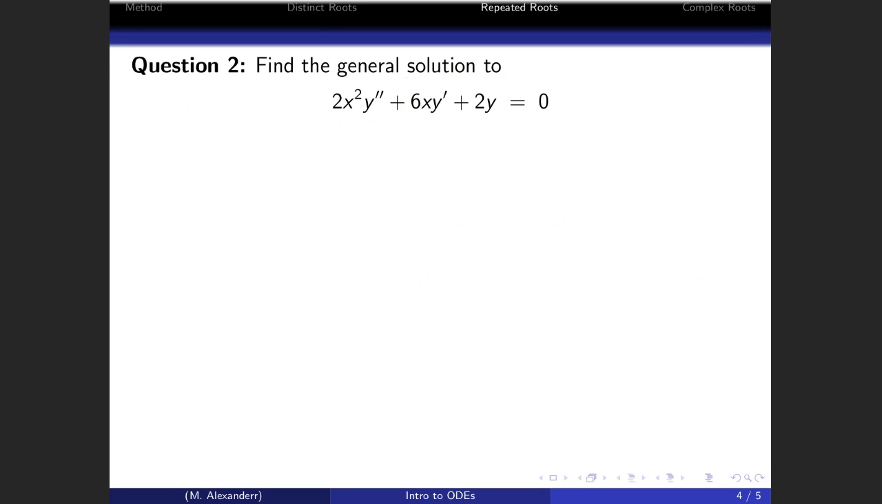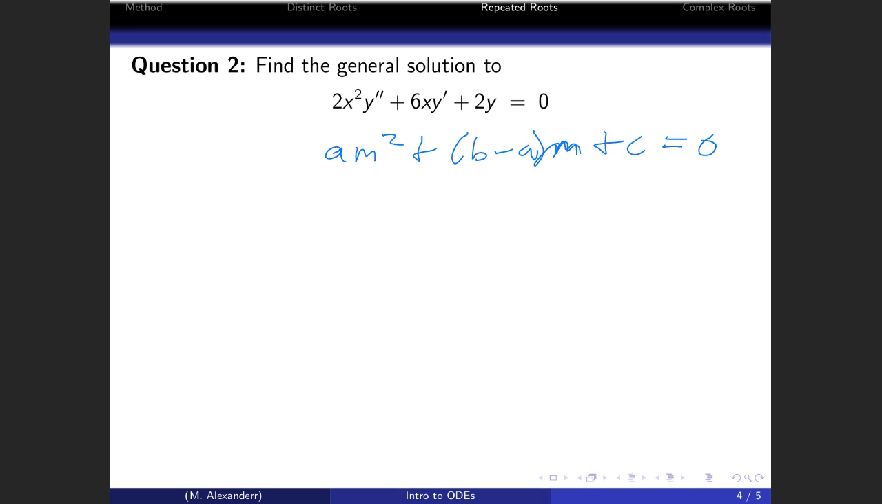Now let's go into question number two. Question number two is going to be the case where you have only one value coming out from the quadratic formula. And so let me just write down the auxiliary equation again. Remember that it looks like this. So am squared plus (b minus a)m plus c is equal to 0.